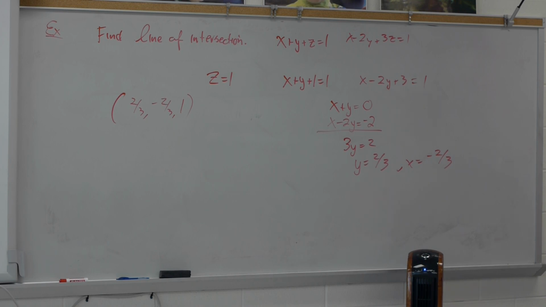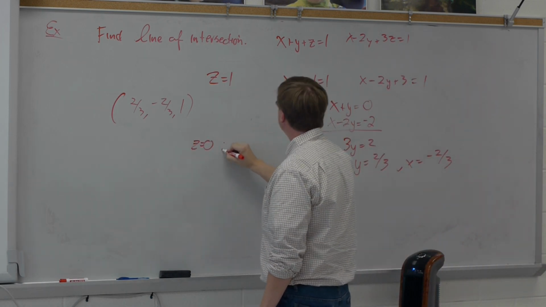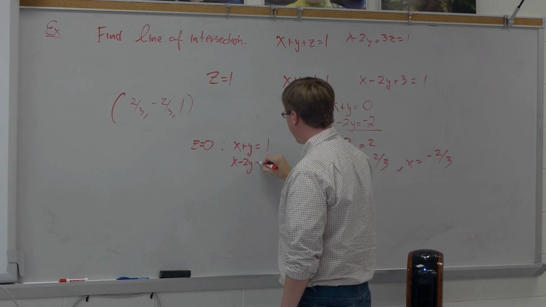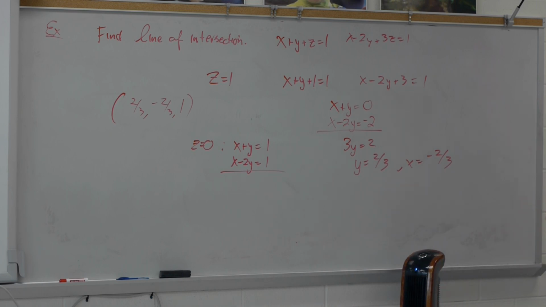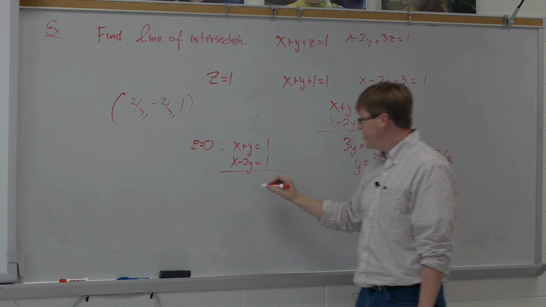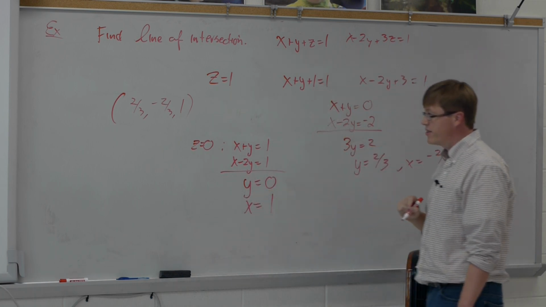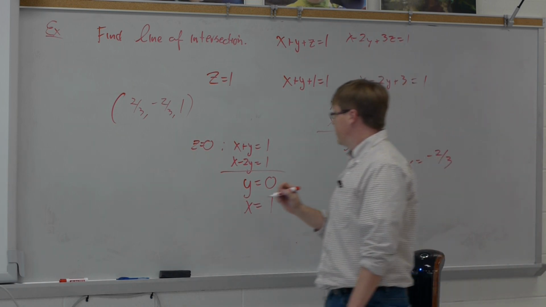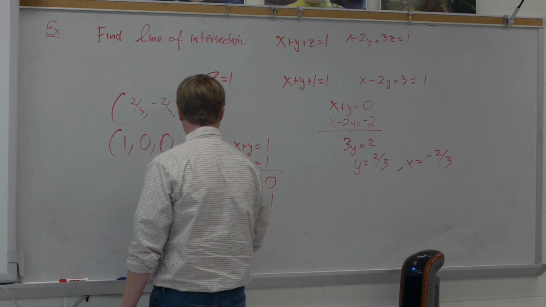Okay, so how can I find another point? Yeah, let z equal 0. If z is 0, then I get x plus y equals 1, and x minus 2y equals 1. Do the same thing and subtract these, and this one's even easier. I'm just going to get y is 0, and x is 1 is the solution to that system. So that gives me 1, 0, 0.